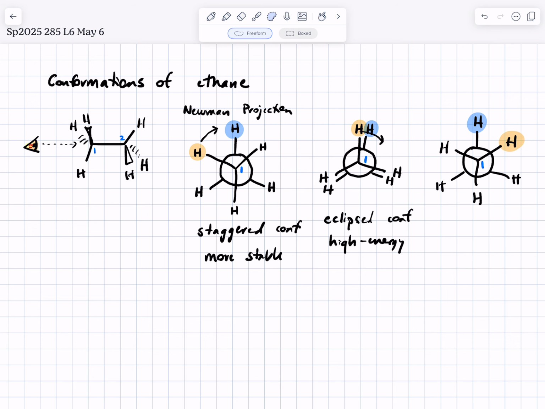Okay, questions about that? Yeah. So the third one is staggered, or is it? The third one is also staggered. So for ethane, you can see that these two staggered conformations are entirely equivalent, but the eclipsed conformation is higher in energy. And in a way, the eclipsed conformation is the high energy hill you have to go through to get from this staggered conformation to that one.